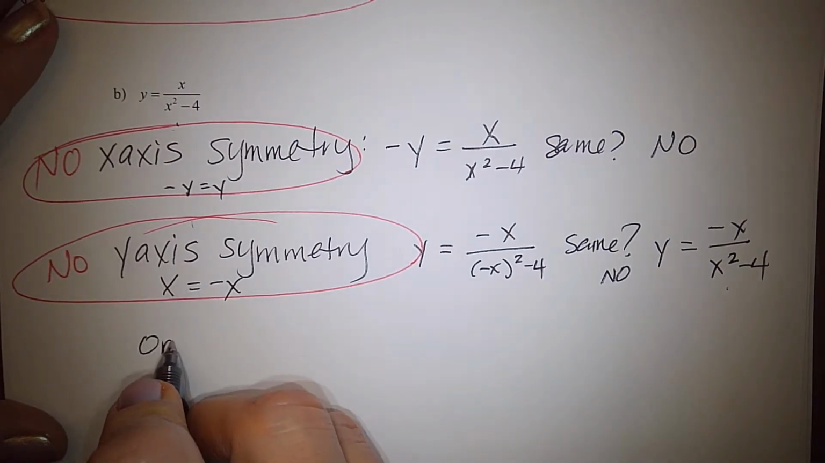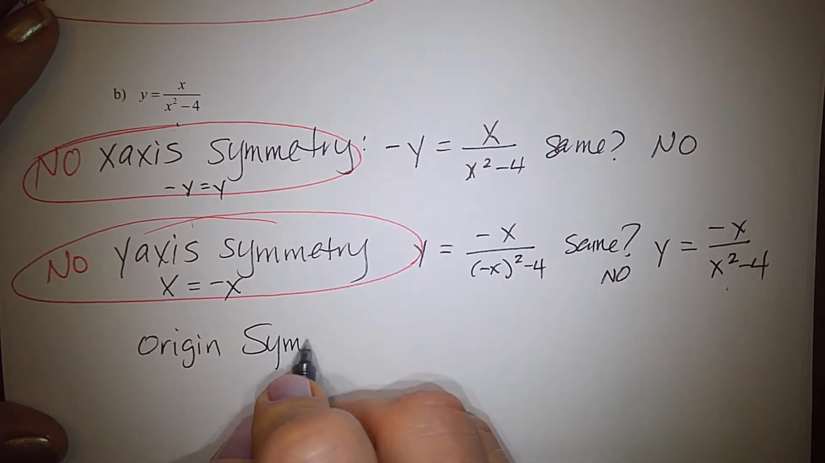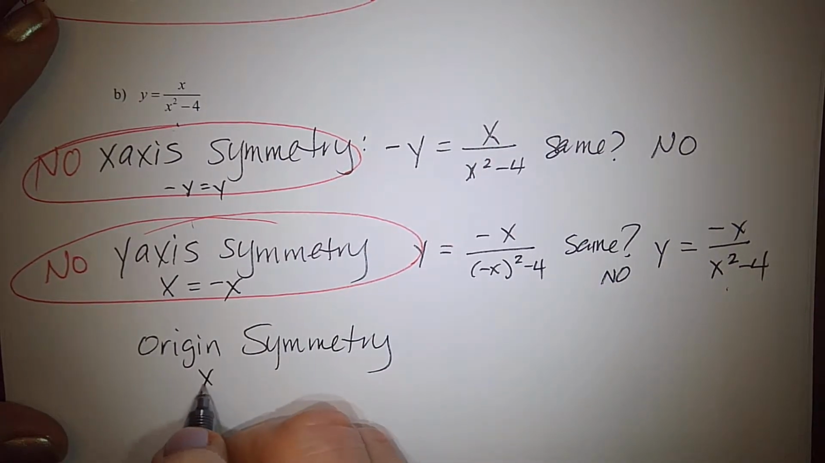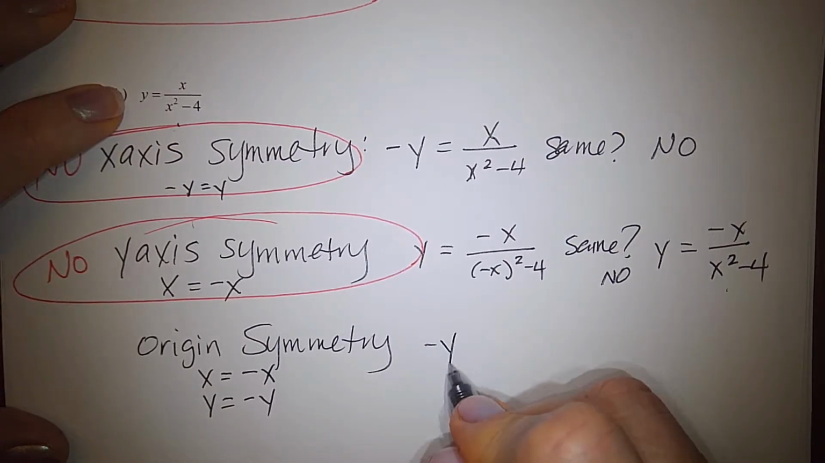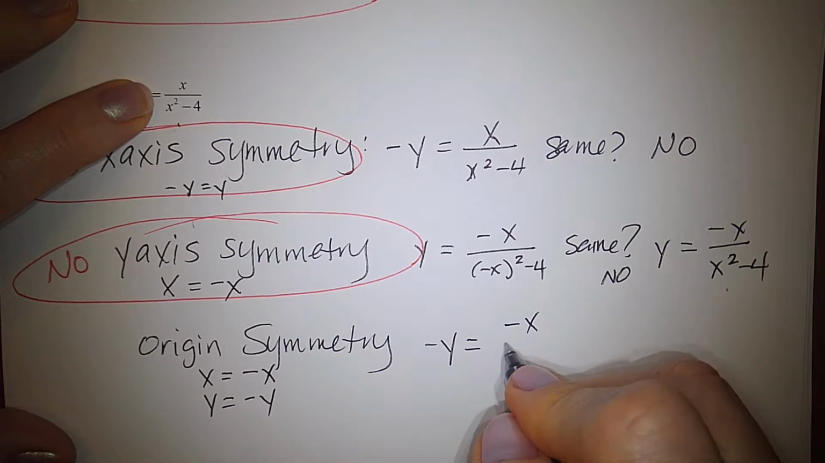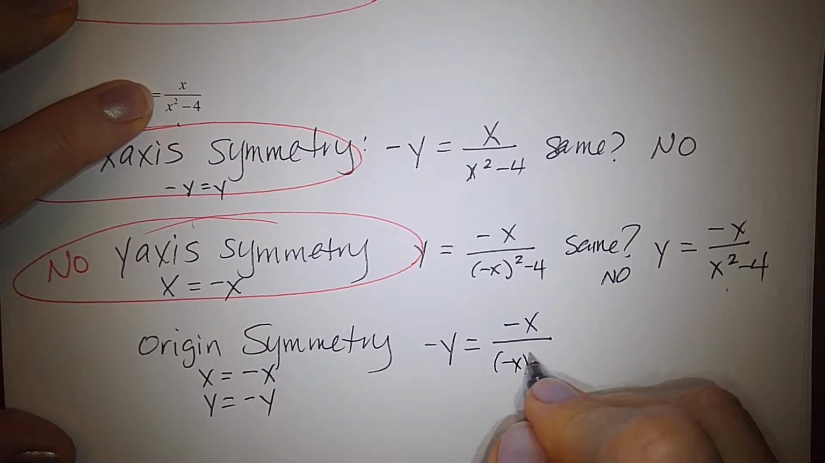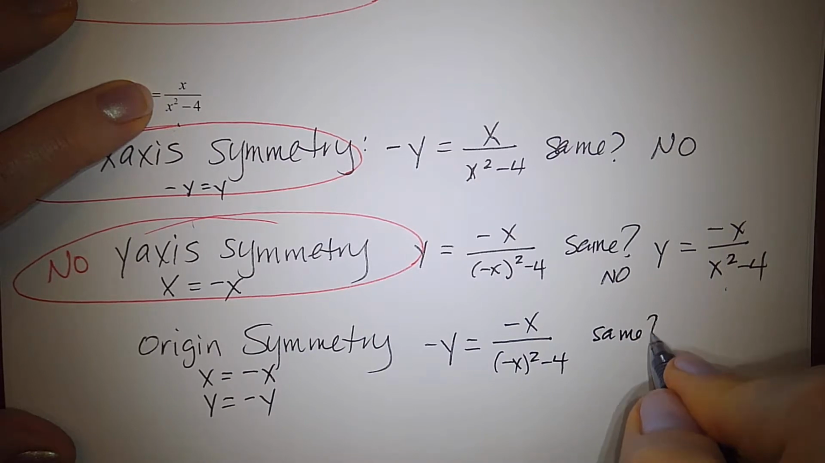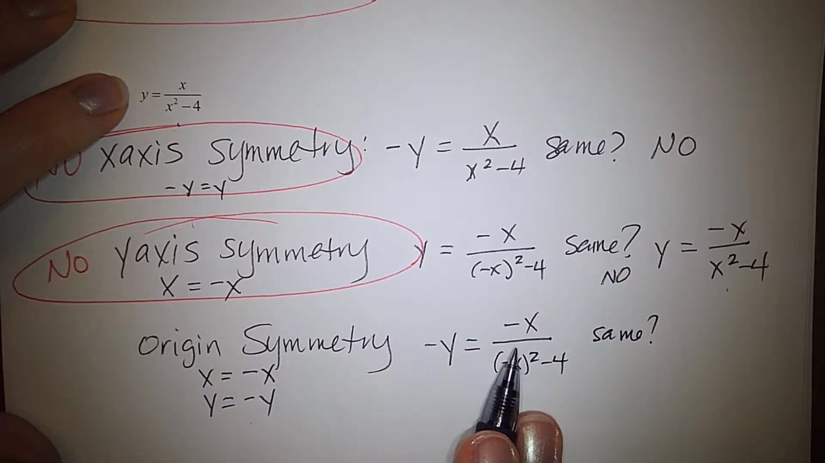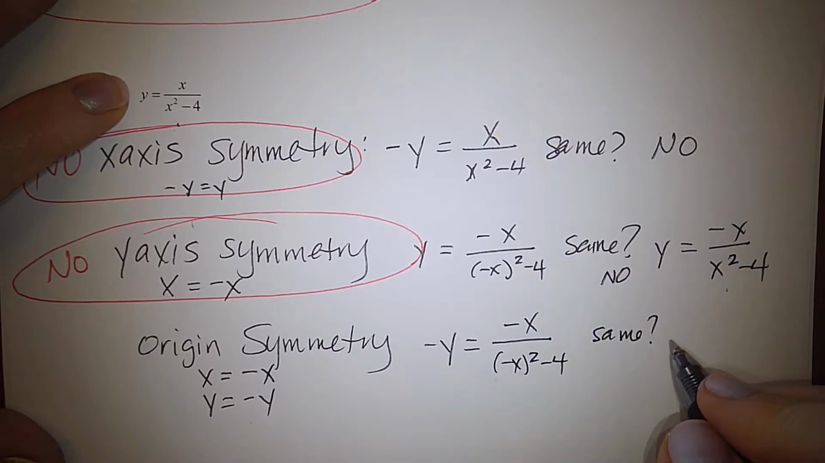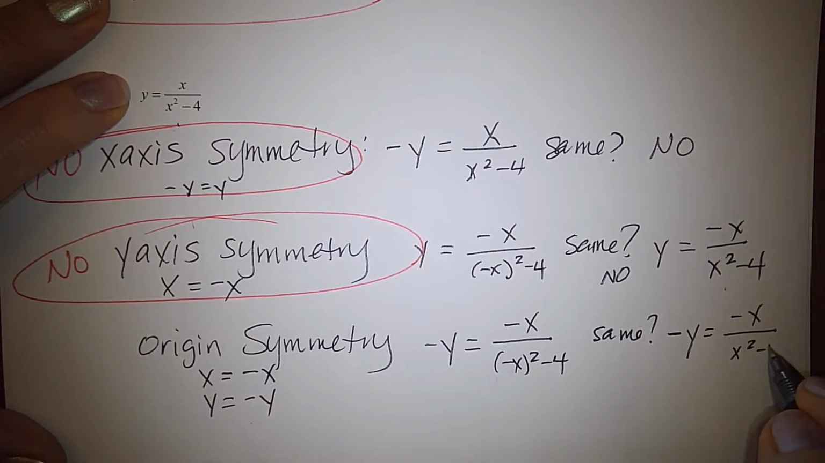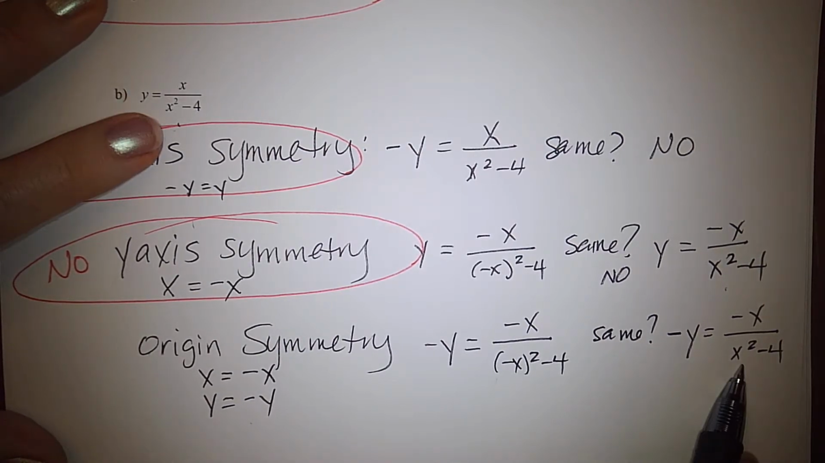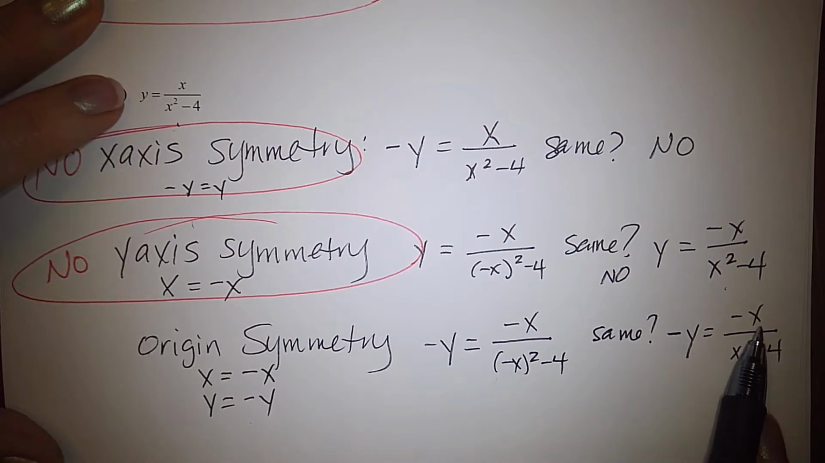The last type is origin. So this is where we plug a negative x in for x, but also a negative y. So you do both. So we plug the negative y into the left side, the negative x in for the x on the right side, and we ask, is this the same as what I started with? So we've got some simplifications to do. Let's get rid of the parentheses. So it gives me negative y equals negative x over x squared minus 4. So the denominator is the same, but the left side and the numerator are wrong.